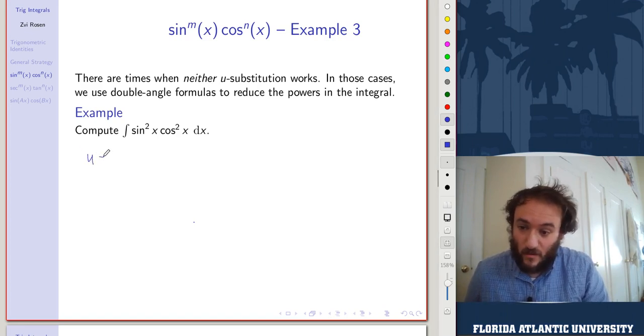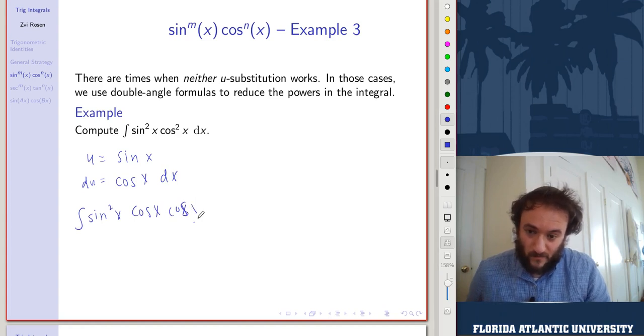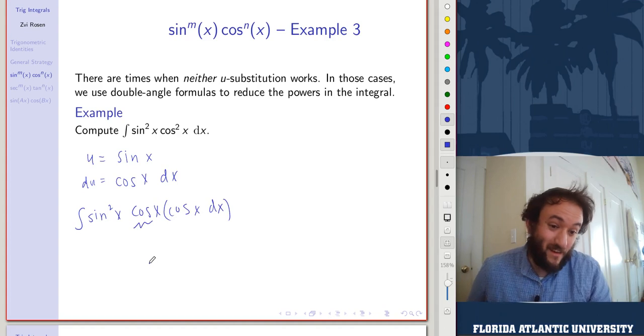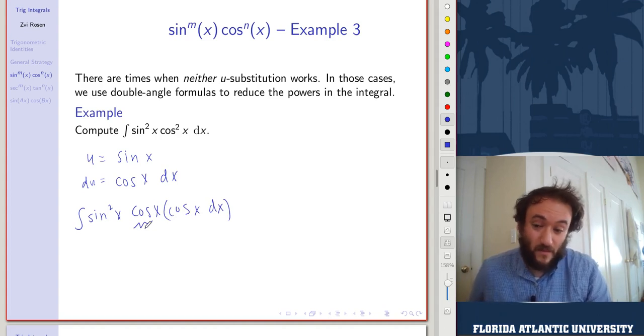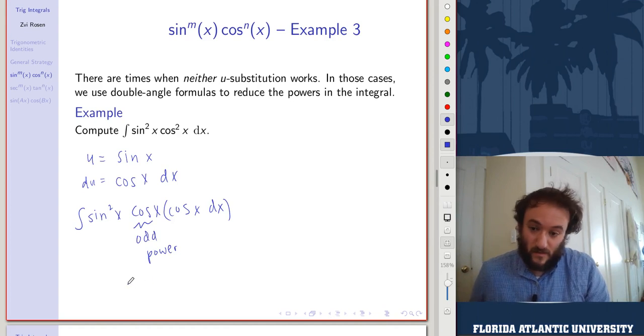So let's say u equals sine x. Well, in that case, du would be cosine x dx, and we'd be left with sine squared x, cosine x, and cosine x dx. And then we'd be left with an odd power of the non-u function. So we wouldn't be able to convert the cosines into sines. So this doesn't work.